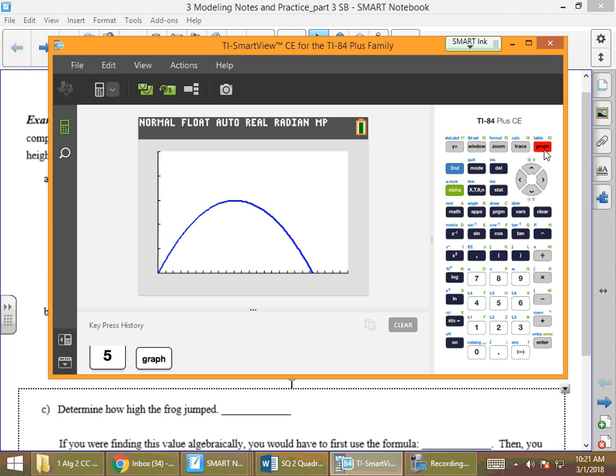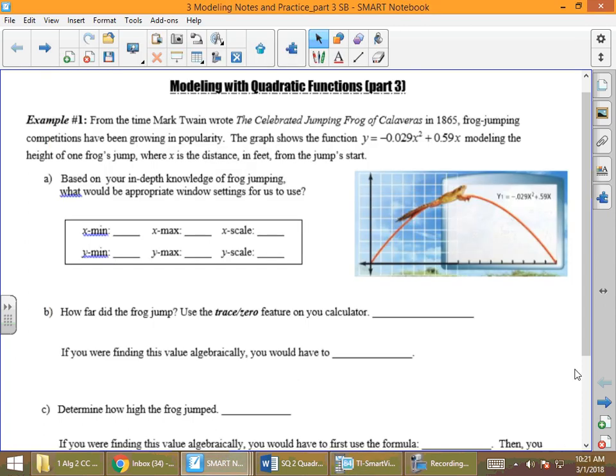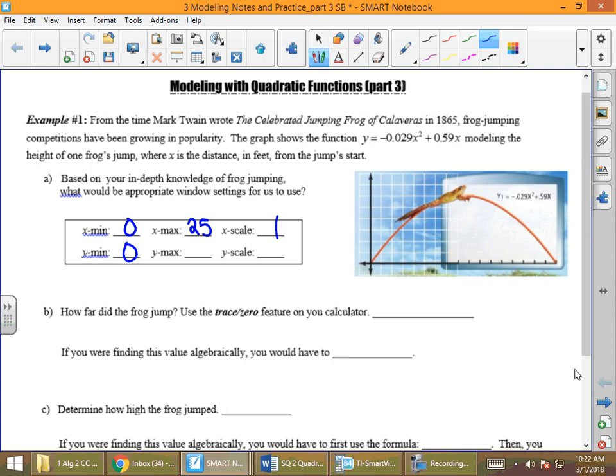So now that we've got that, what did we put into our calculator? We put 0 in for the min. We ended up with 25. I don't know, did I leave my scale of 1? I think I left the scale of 1. The y-min we also have as 0. I moved it up to 5. If you left it with 3, leave it as 3. And your y-scale is 1. So now we have a good picture.